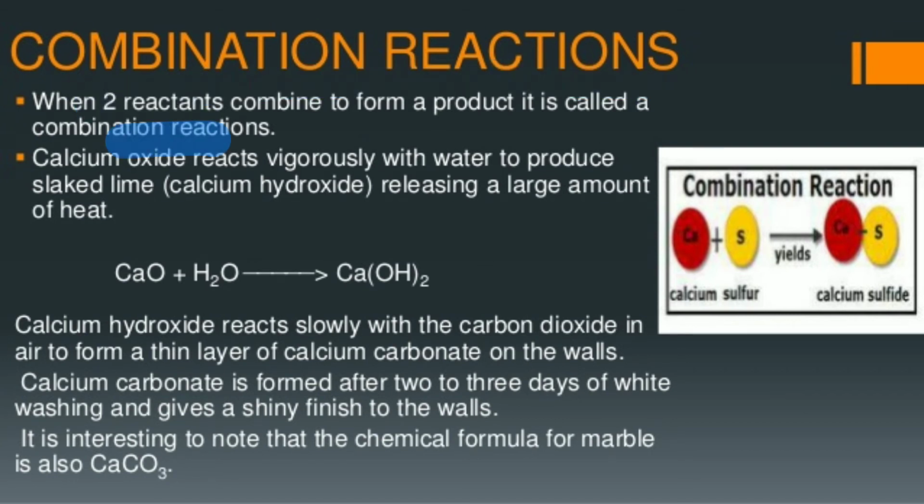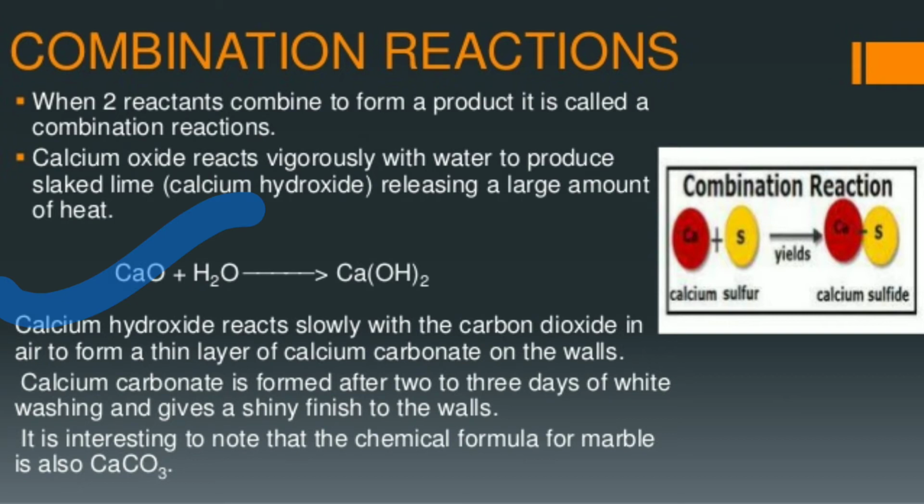When two reactants combine to form a product, it is called combination reaction. I want to give one example to understand it in a better way. Suppose this is reactant A and this is reactant B. Both will combine together and form AB. This is the product we will get from the combination of these two.